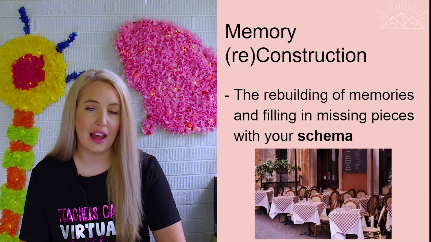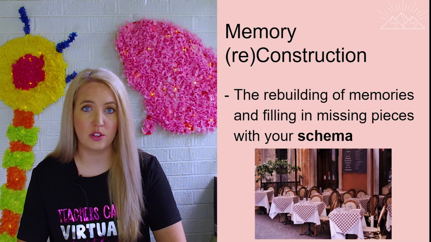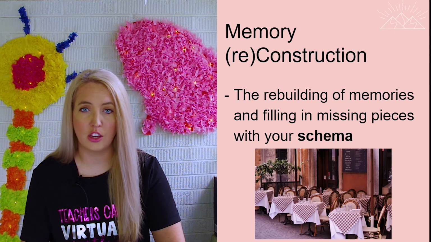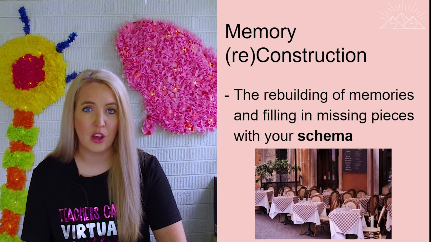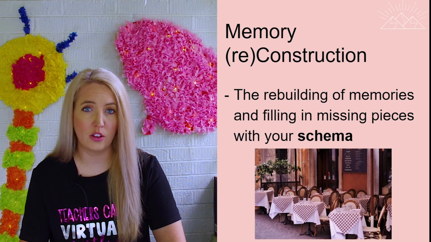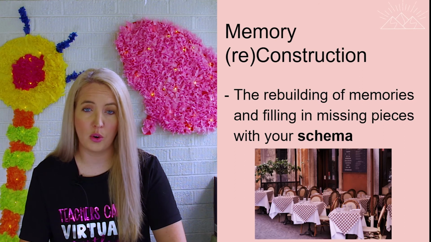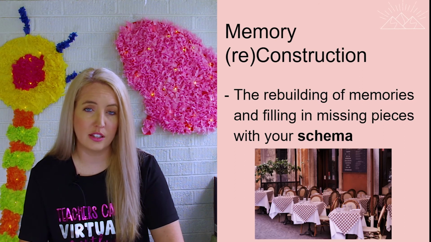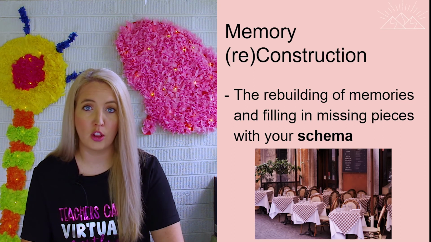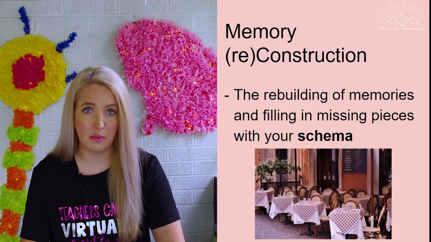And so say I ask you to remember the last time you went to an Italian restaurant, and you close your eyes and you imagine what that looks like. You may not have actually encoded all of the details of what that restaurant looked like, but because you've been to an Italian restaurant before and you have a schema for it, your brain might fill in those gaps so that the memory looks and appears seamless.